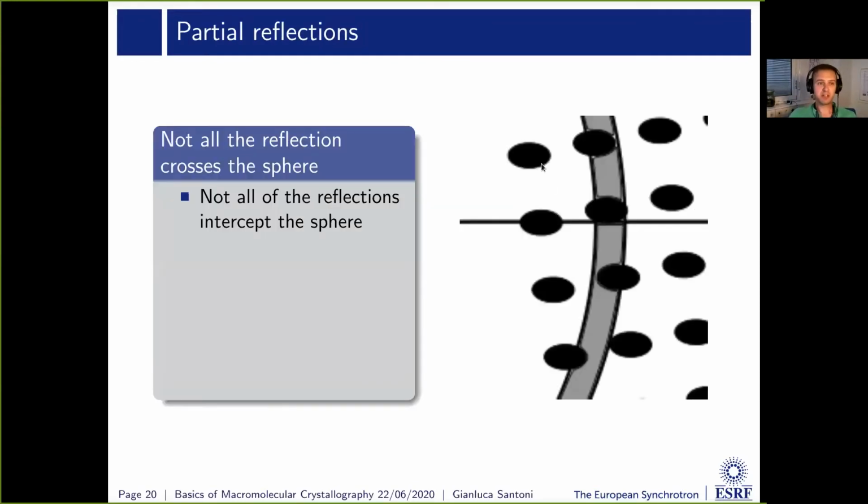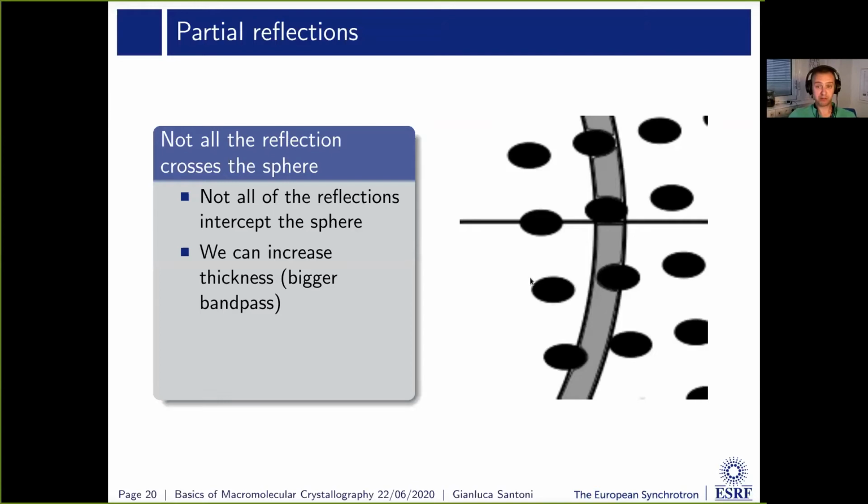Another problem is that not all the reflections are recorded integrally. So if we zoom in on the picture before, we have our Ewald sphere with this thickness, we can see that some reflections are not entirely going through the Ewald sphere. This is basically all inside. This just touches by a bit, and this is probably touching or probably not, I would say yes.